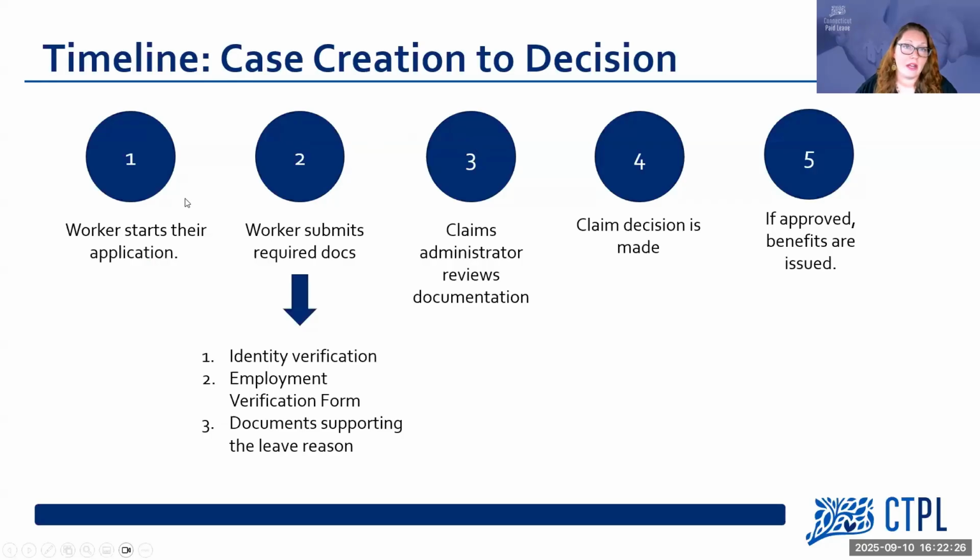So here's a quick timeline of case creation to decision. You're going to start your application. You're going to submit your required documentation. This also includes an identity verification. So this could be your state license or passport. Then there's the employment verification form we were talking about, and then documents supporting the leave reason. Your claim administrator will review your documentation, and then a claim decision will be made. If it's approved, benefits will then be issued.